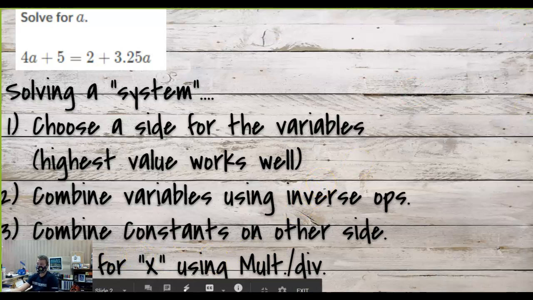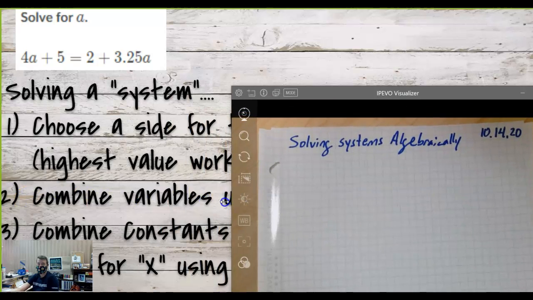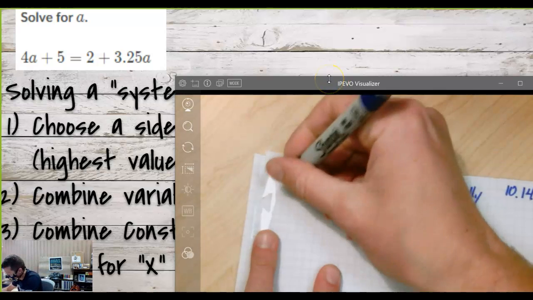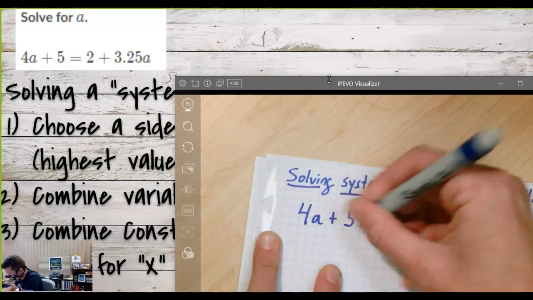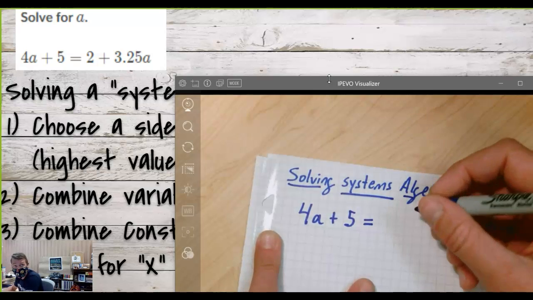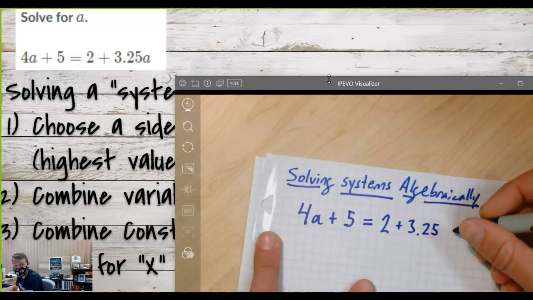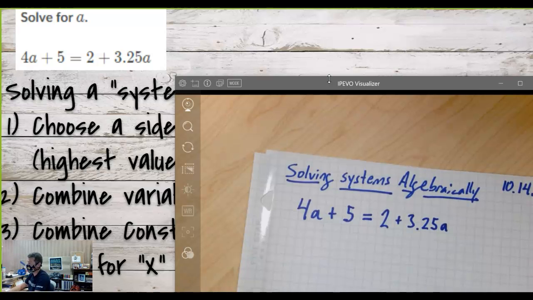So let's go ahead and write down the first problem that we're looking at here. So 4a plus 5 equals 2 plus 3.25a. Where this is different is that today we're adding in fraction values and decimal values. So you'll see, again, we're going to start easier and keep ramping up to harder and harder problems.